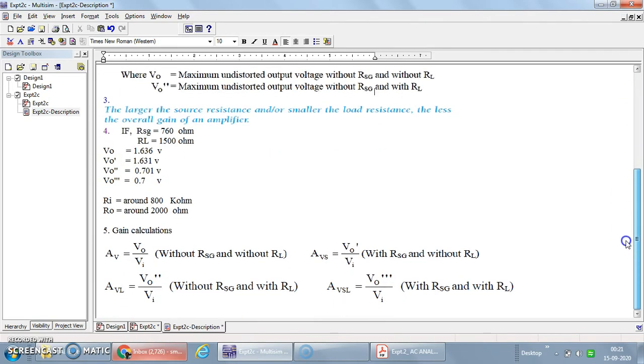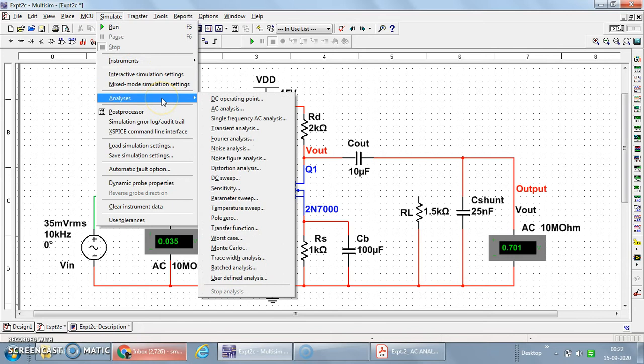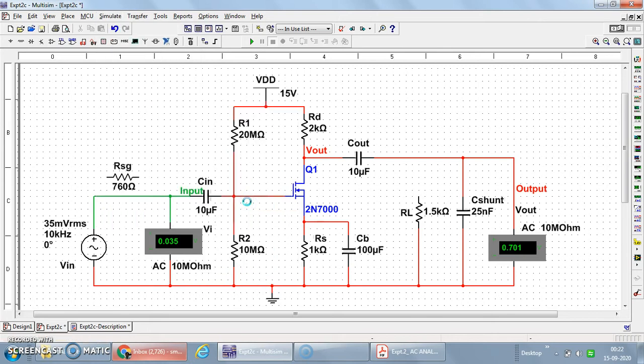So now let us see the effect of the shunt capacitor on the corner frequencies. I will connect this shunt capacitor and disconnect the resistance RL. Now if I go to the simulate option, analysis part, go to the AC analysis, or we can go with the parameter sweep. Okay, we'll go with parameter sweep.